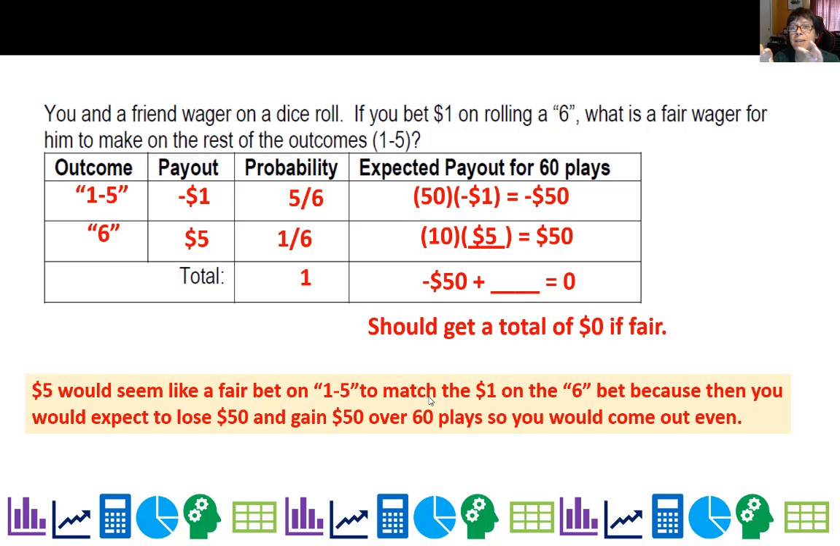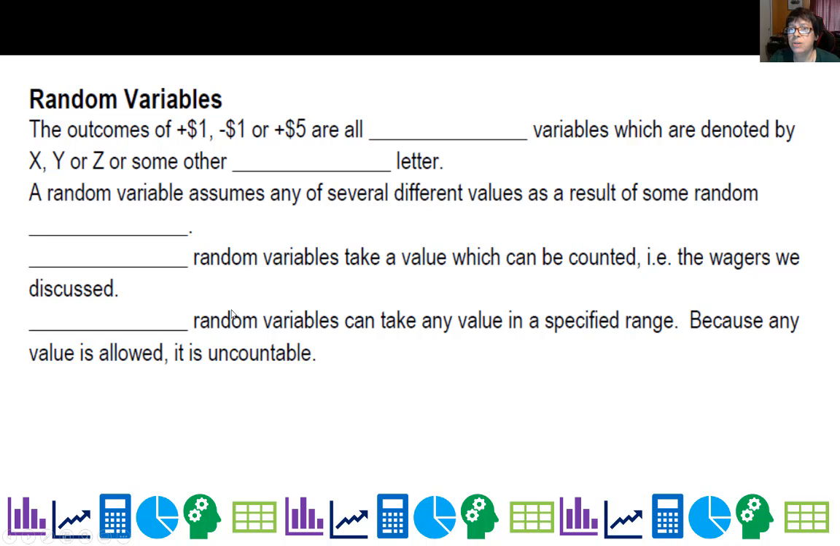What this is called is a probability model with random variables, where we have a quantitative variable here and a probability associated with it, and we have different values for this. So the outcomes of plus $1, minus $1, or plus $5 are all random variables. And they're denoted by X, Y, or Z, or some other capital letter, or you can even use a word. So it doesn't have to just be X, Y, or Z. A random variable assumes any of several different values as a result of some random event, whether you're rolling a die, flipping a coin, whatever.